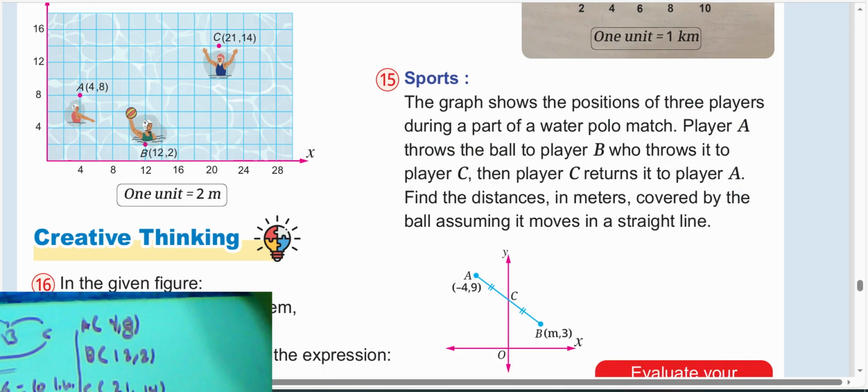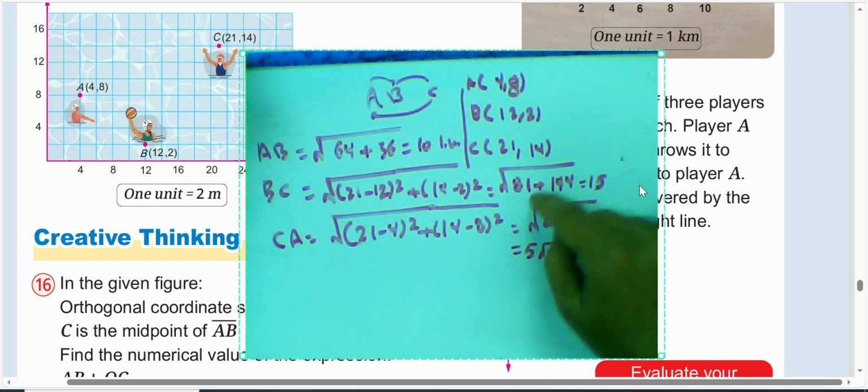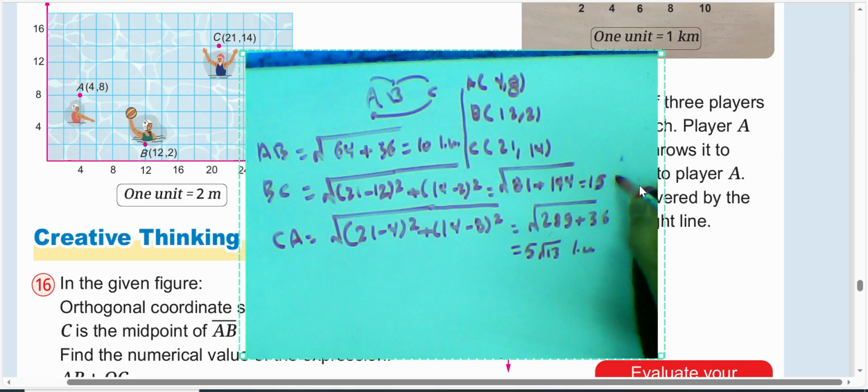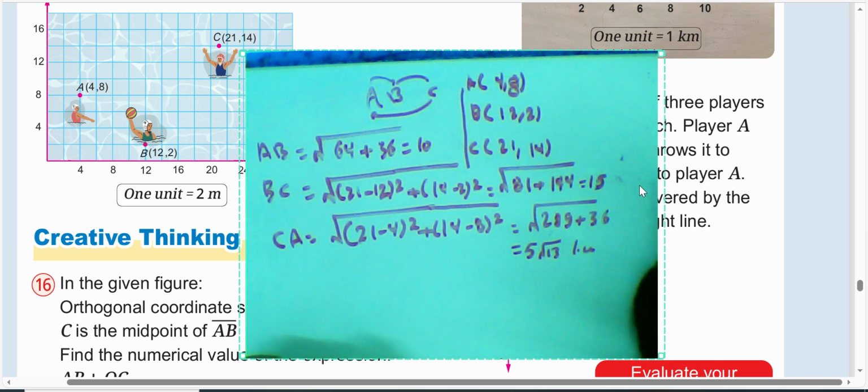Okay, understood? These are the 3 distances. The first distance would be 10 meters, the second 15 meters, and the third 5 root 13.